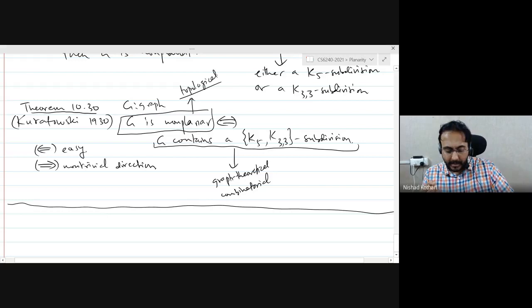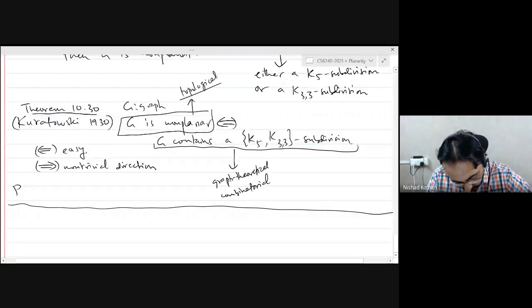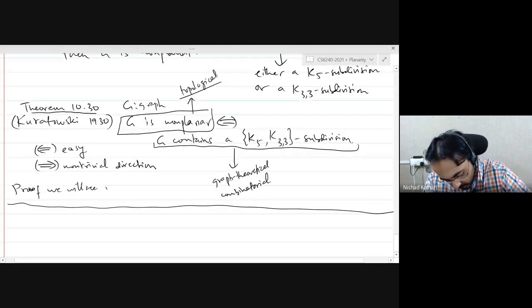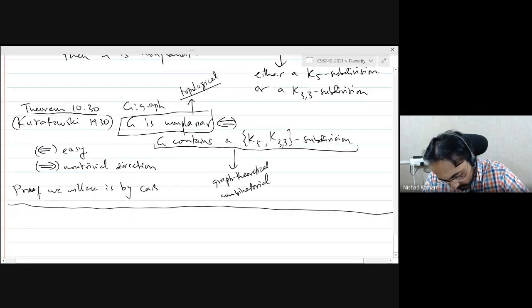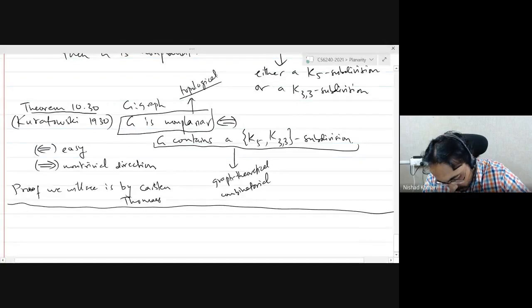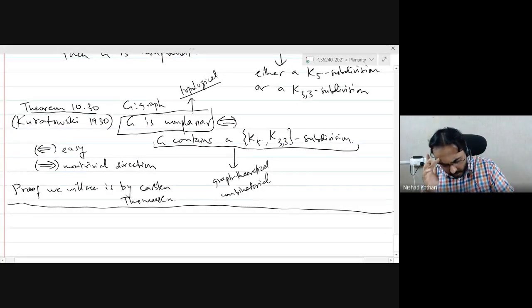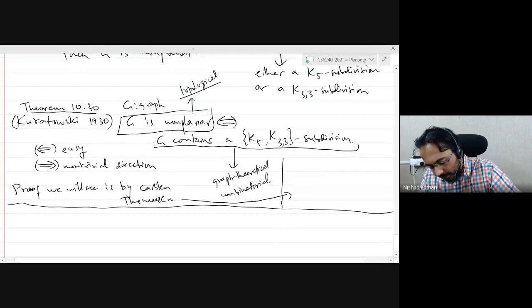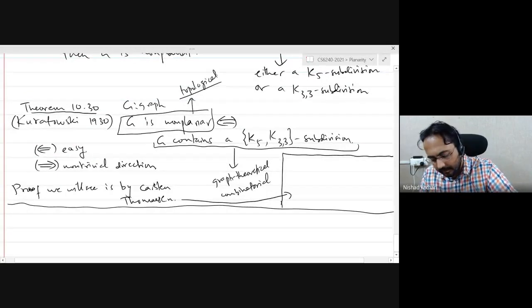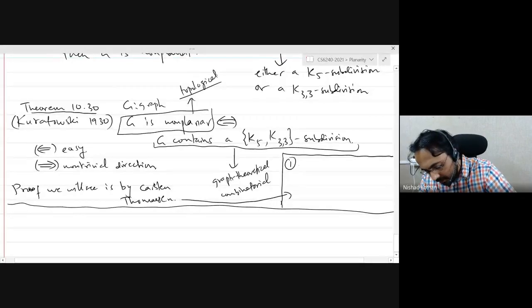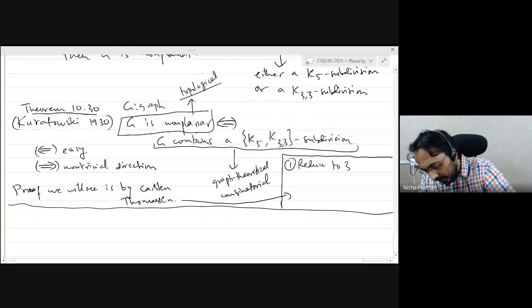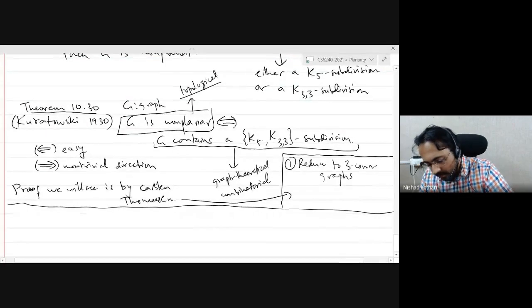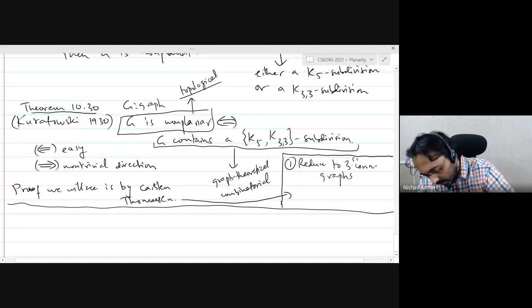The proof we will see is by Karsten Thomassen, one of the simplest proofs of the result. It proceeds in two steps. We first reduce the problem to three connected graphs. Actually, most proofs of Kuratowski's theorem have that first step. So you first reduce the problem to three connected graphs. I will add simple three connected, although it doesn't matter.